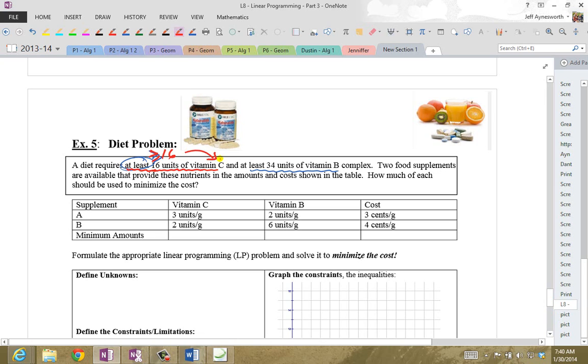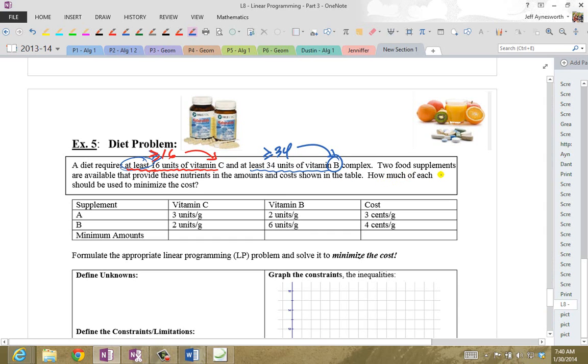What I'm doing as I read the problem is interpreting the language, because that's the key part and the hardest part in any word problem. So we have to have at least 16 units of vitamin C, and at least 34 units of vitamin B, and that means 34 or more, so greater than or equal to 34. That refers to the vitamin B in the supplement, because we've got to have both. You can't just have vitamin B, or just vitamin C or E or D. You've got to have a little bit of everything in the right amounts to be healthy. That's part of the diet.